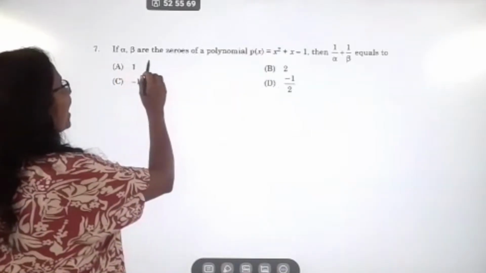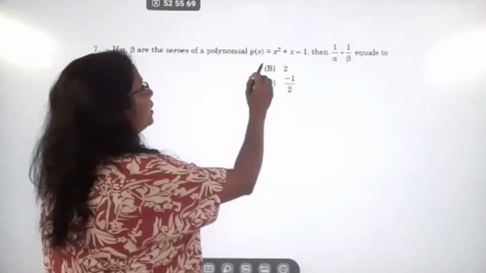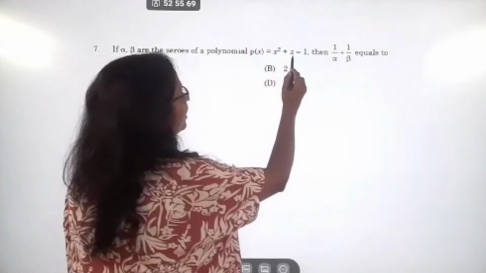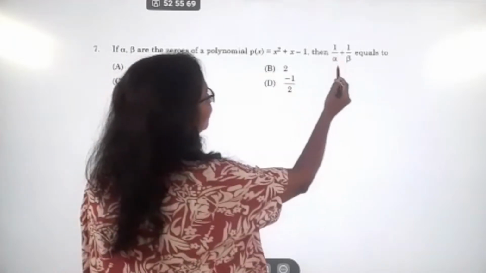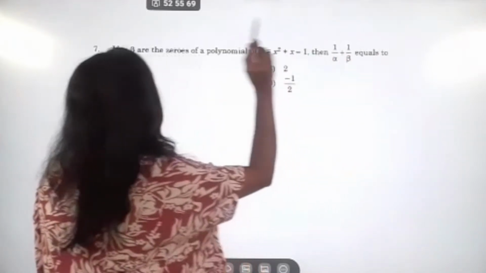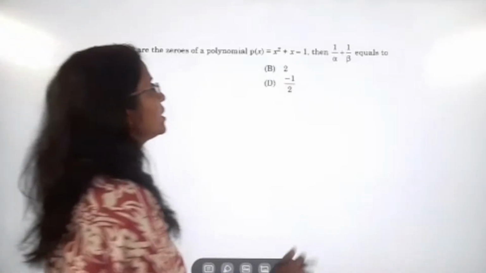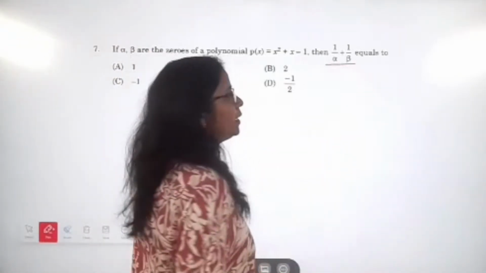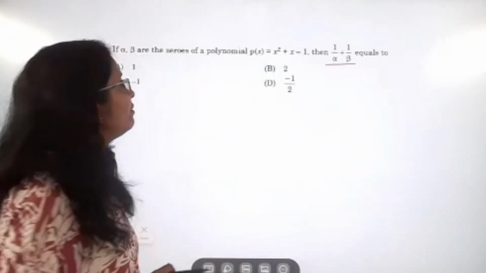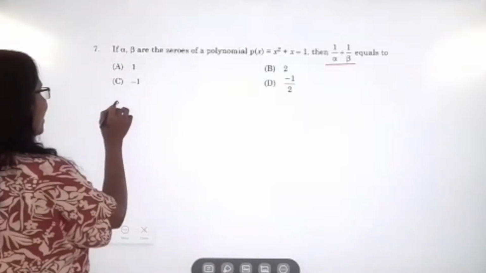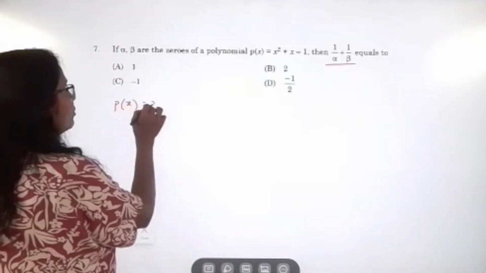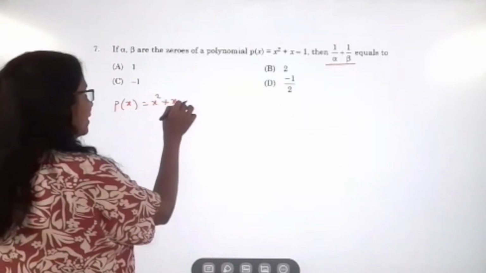If alpha and beta are the zeros of a polynomial p of x equal to x square plus x minus 1, then 1 upon alpha plus 1 upon beta is equal to. Yes, we have to find the value of 1 upon alpha plus 1 upon beta. The given polynomial is p of x is equal to x square plus x minus 1.